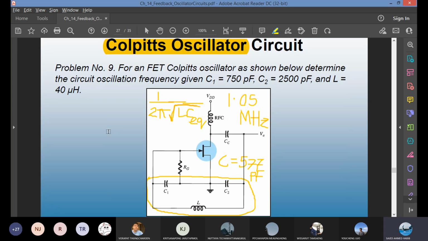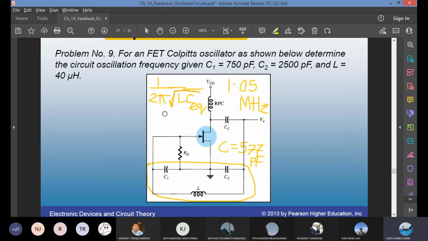In order to avoid the mistake, this is what I recommend in the calculator. Take the equivalent C, 577 picofarad, multiply this by 40 microhenry. Whatever answer you get, take the square root of that first. So this part is done, and then multiply by 2 pi. Once you have the value multiplied by 2 pi, you see the 1 over. On the scientific calculator there is always an inverse button. Whatever answer you get, you put the inverse, so it will be 1 over that. That is your answer.